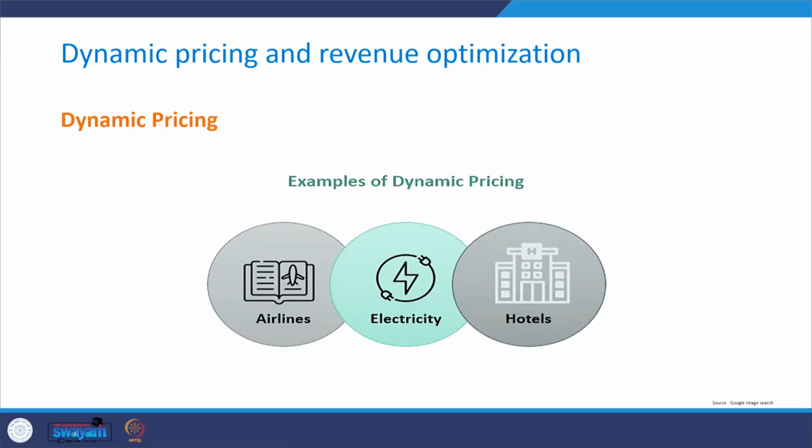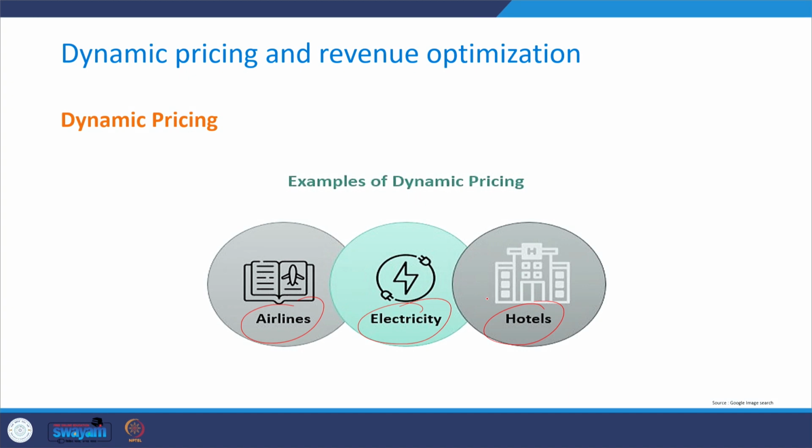When demand exceeds available capacity, businesses can use dynamic pricing to adjust pricing upward, encouraging customers to book in advance or choose alternative times or dates with lower demand to balance supply and demand. During periods of low demand or underutilized resources, businesses may offer discounted prices or promotions to stimulate demand and fill capacity, thereby maximizing revenue and minimizing revenue loss from idle resources. Let's discuss some examples of dynamic pricing across three different sectors: airlines, electricity, and hotels.